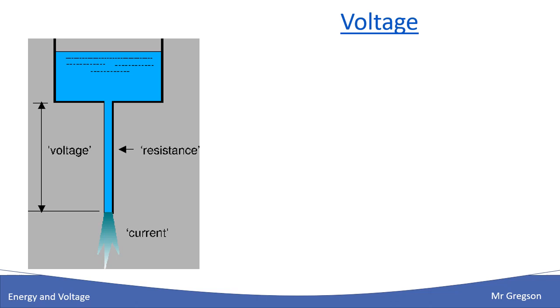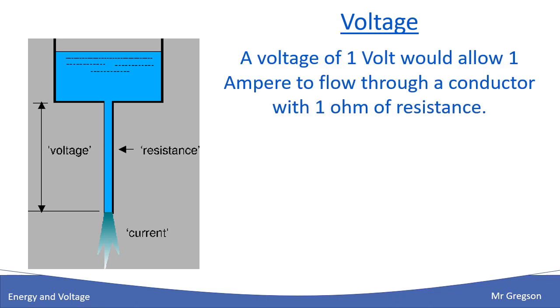Okay, so we like using the water analogy for voltage, current and resistance, and how they all come together. So voltage, and this is quite important, 1 volt would allow 1 amp to flow through a conductor with 1 ohm of resistance. Now, we haven't done resistance yet. Resistance is resisting flow. So if we had no resistance, it's really easy for electrical current to flow.